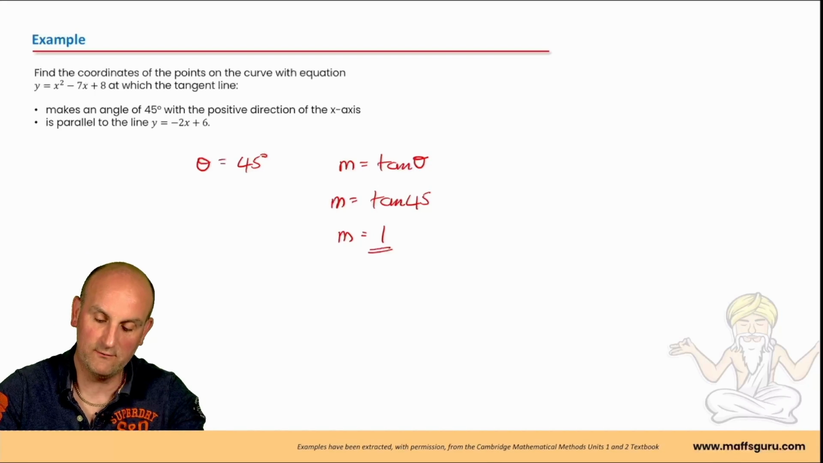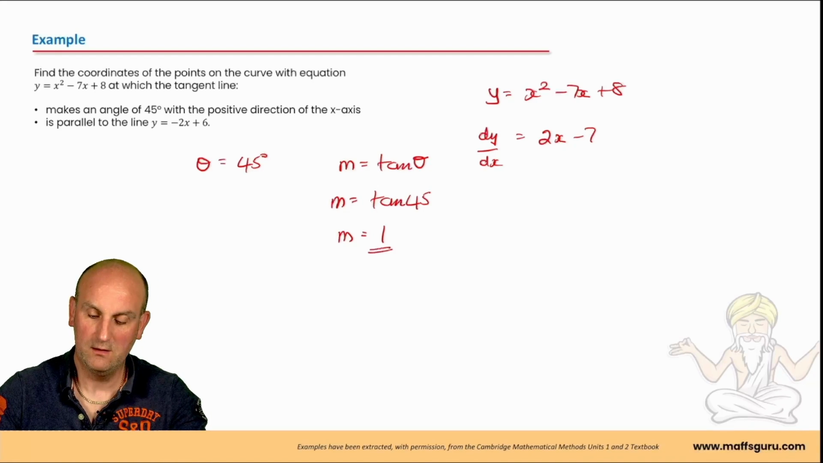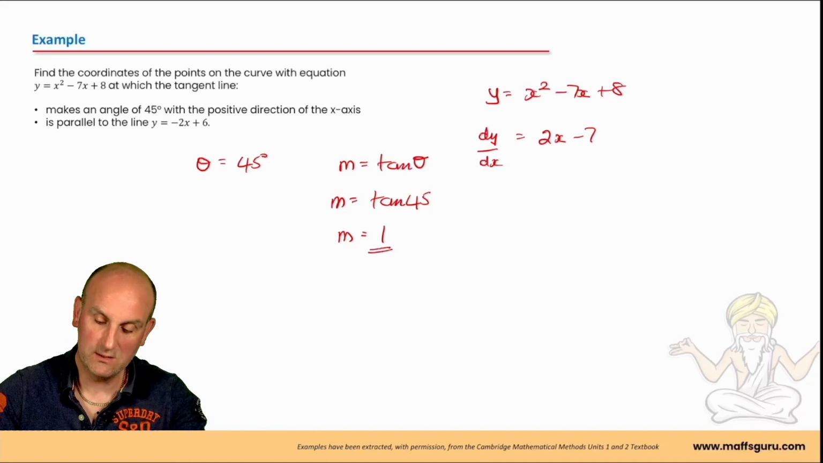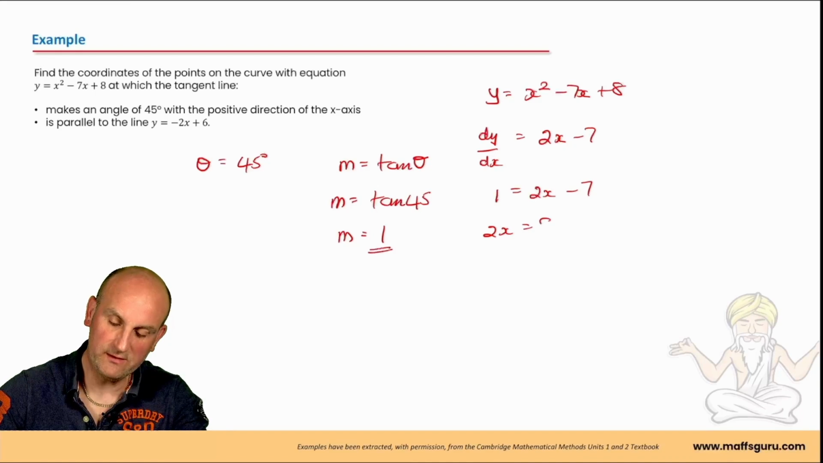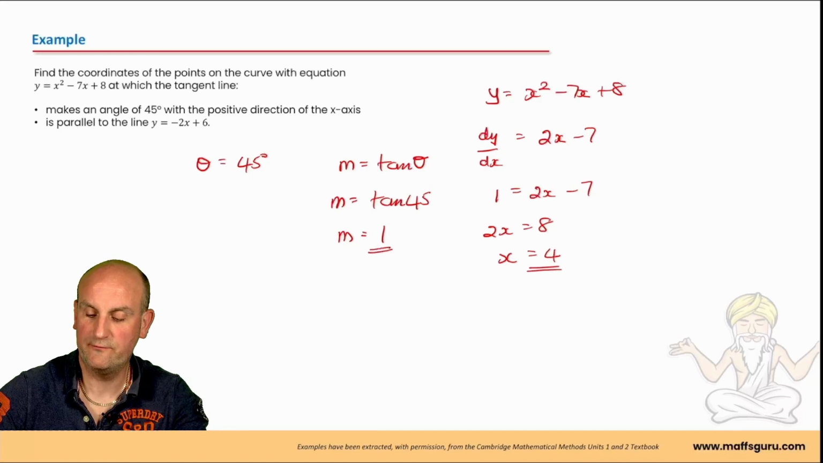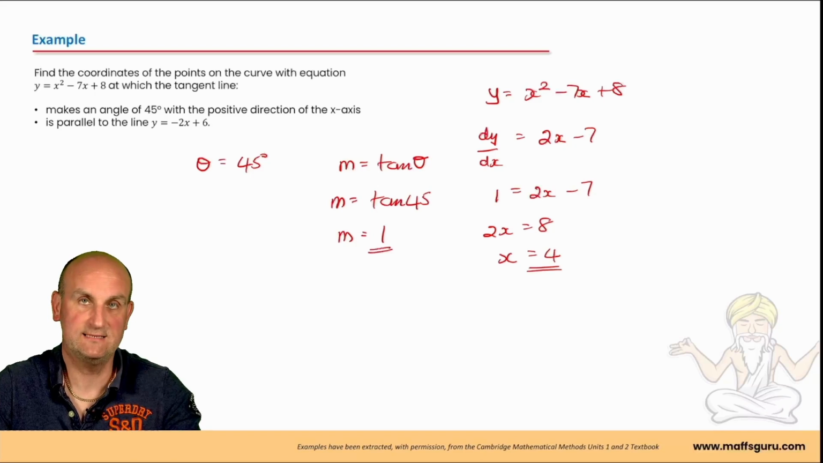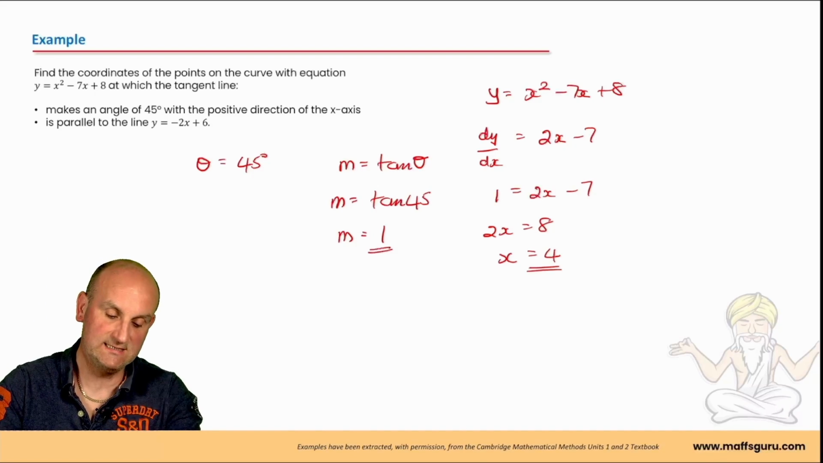Well, how do I do that? I've got y equals x squared minus 7x plus 8. So we know therefore that dy/dx, which is my gradient function, gives me 2x minus 7. And we're trying to find the x value where m equals 1, or the gradient equals 1. So I know that 1 is equal to 2x minus 7, 2x becomes equal to 8, x becomes equal to 4. So there we go. On that gradient function, there is only one point where it has a gradient equal to 1, and that's where x is 4. Now, word of warning. The question actually says find the coordinates.